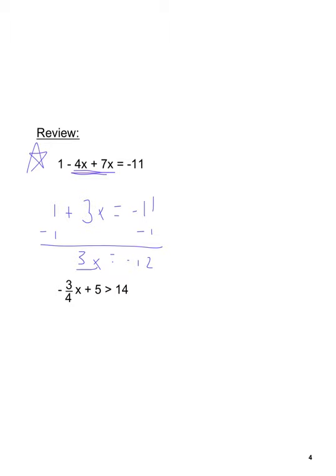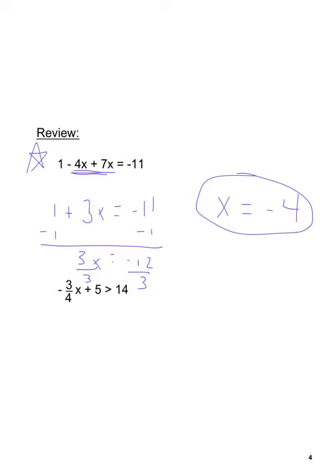And then again, I want to undo the 3 that's multiplied to the x. So to undo that multiplication, I'm going to divide. And so now I have just x alone on the left side, and I have -12 divided by 3, which gives us a -4 for the right side. So -12 divided by 3 is x equals -4.